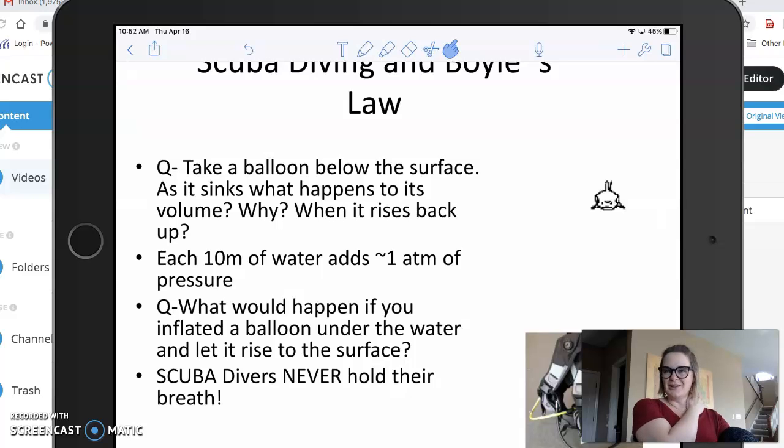But your lungs are like a balloon, a really thin balloon. And if you picture, if you go down like 30 feet and you take a deep breath from your oxygen tank and you hold it and then you go to surface, the pressure starts to drop. And as the pressure starts to drop, the volume of your balloon gets bigger. And so you can run the risk of actually popping your own lungs.